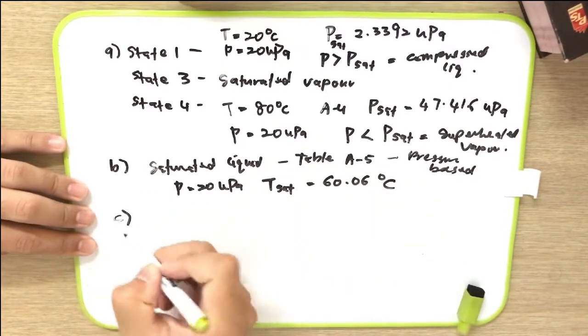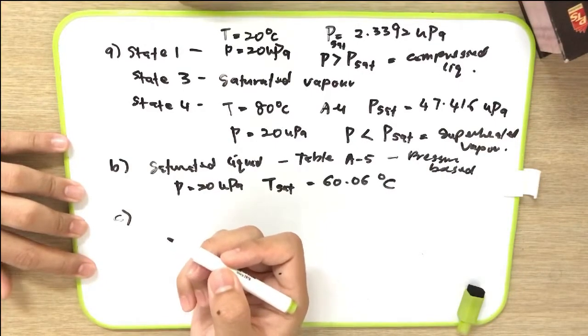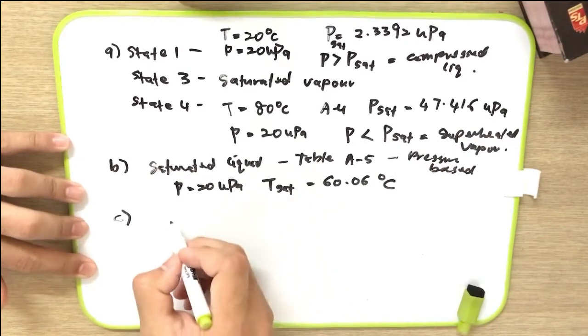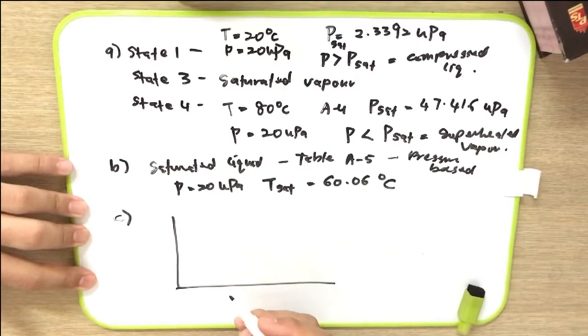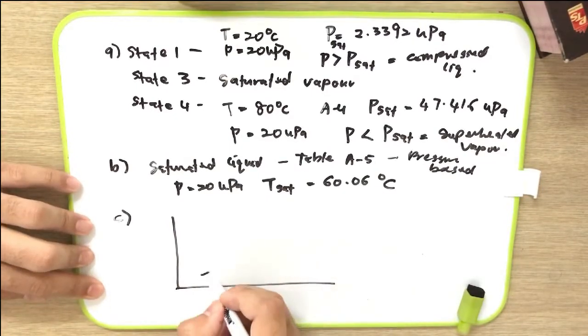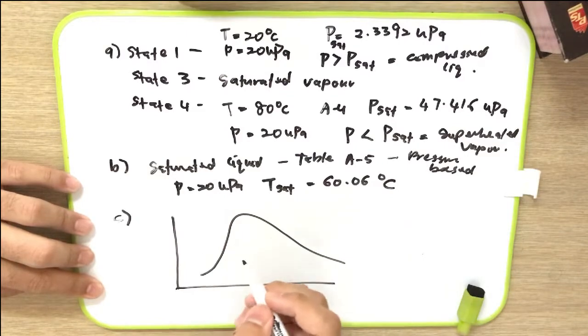Okay, now question C. Sketch the processes on a T-v diagram. The T-v diagram is basically sketched with respect to the saturation line. So this is the saturation line, state 1 to state 2. So state 1, it is compressed liquid.